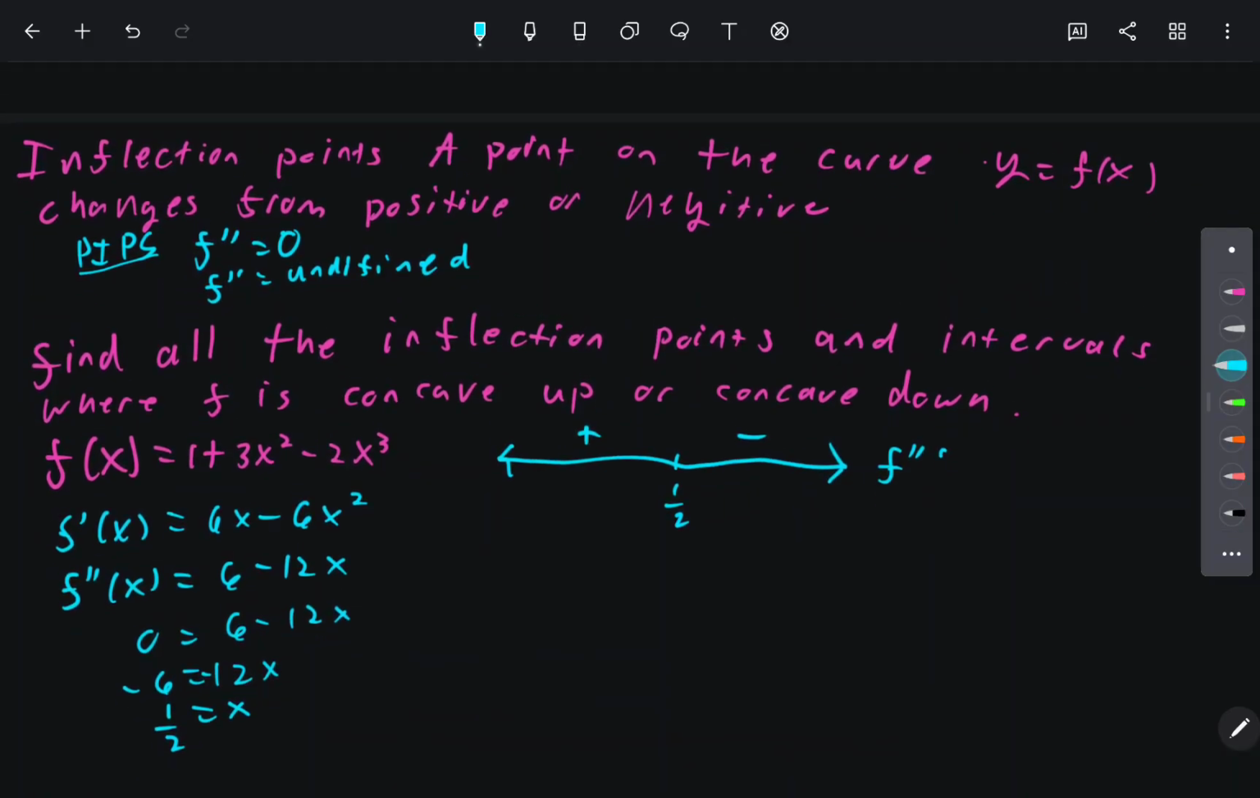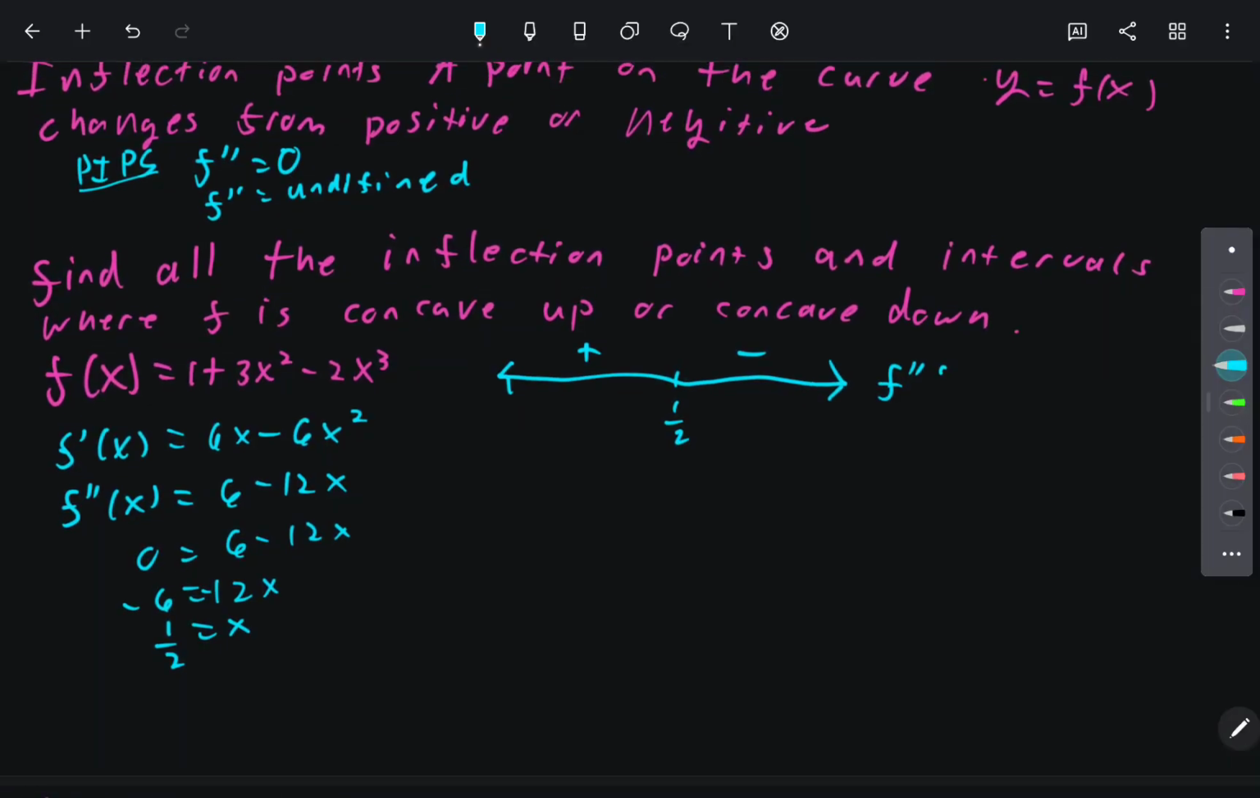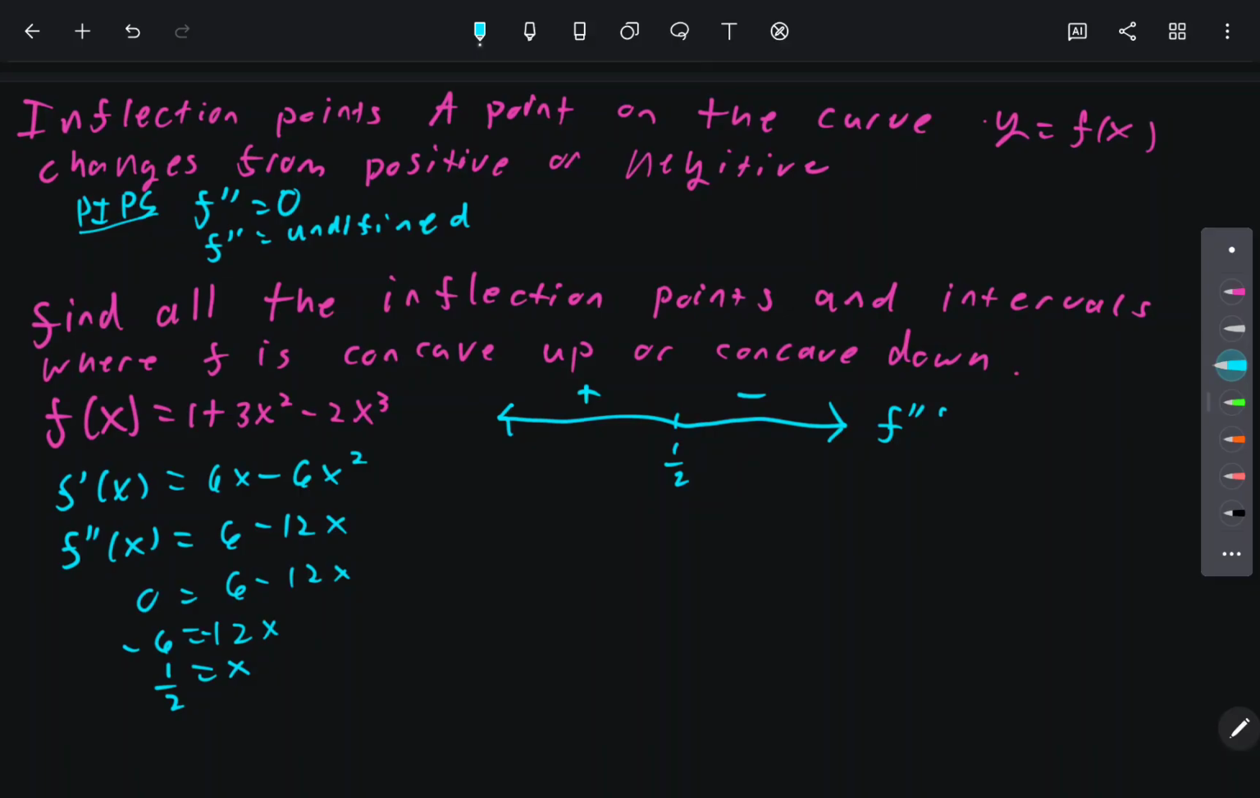So because the sign changes from positive to negative at 1/2, there is an inflection point at 1/2. So you have to plug this into our original function here, and that is very messy, so we're going to use a calculator for it, and that comes out to be 1.5. So we say that there is an inflection point at 1/2, or 0.5, 1.5.